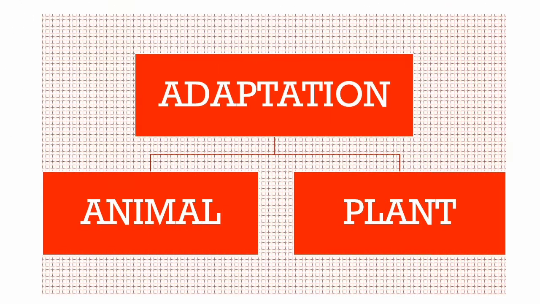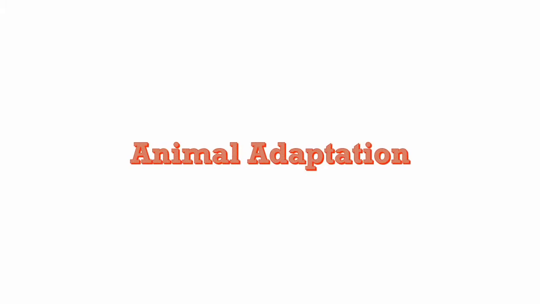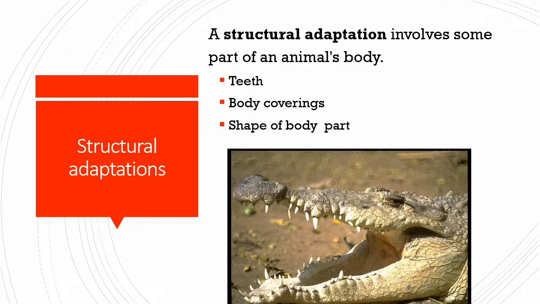There are two subtopics of adaptation: animal adaptation and plant adaptation. Now, we will start with animal adaptation. There are three types of animal adaptation. The first is structural adaptation.